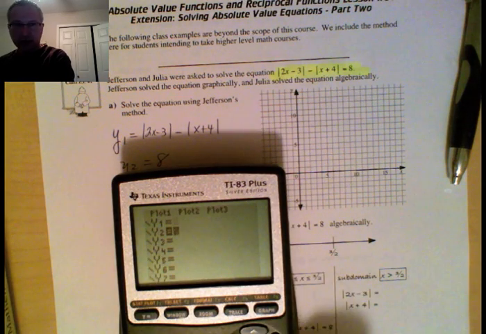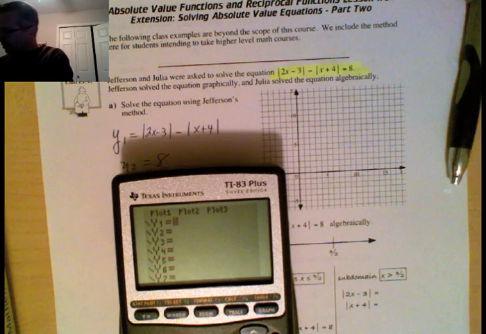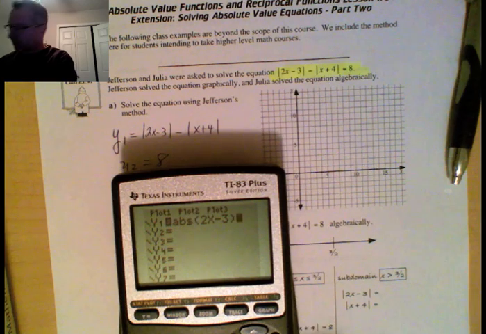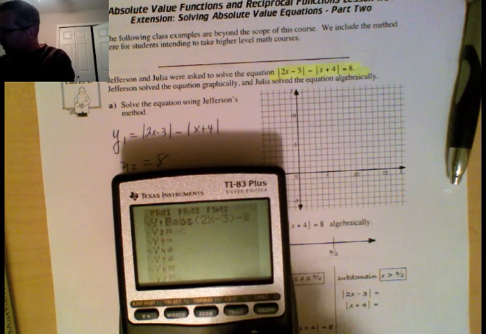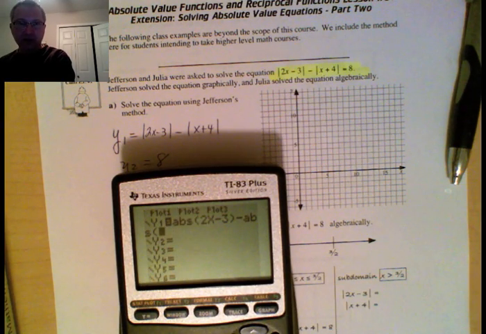So, clear out everything that's here. So we're going to take the absolute value of 2x minus 3. Don't forget to close your brackets. And we're going to subtract the absolute value of x plus 4. And we're going to put 8 in y2.